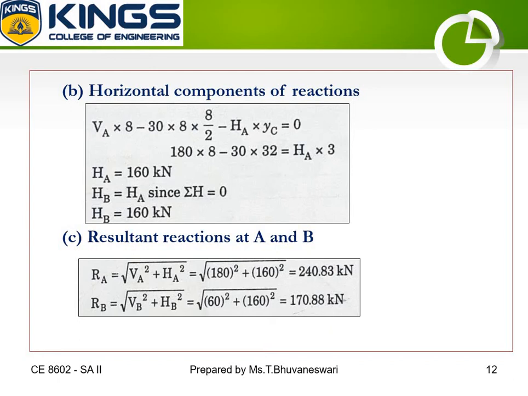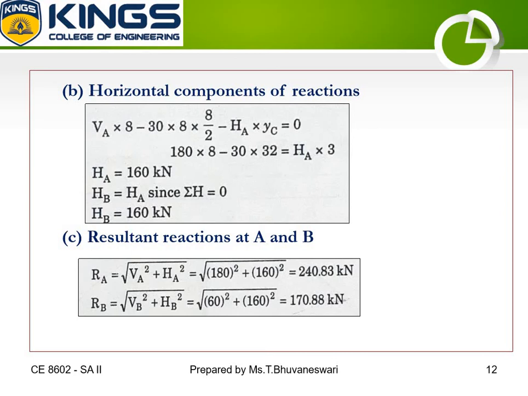As we all know, the third equilibrium condition is summation of horizontal force is equal to 0. By giving summation of H is equal to 0, we get HB is equal to 160, because HA and HB will be equal, since there is no other horizontal force acting on the arch. So the values of HA and HB will always be equal. Next, we have to find the resultant reactions at A and B. RA is equal to root of VA square plus HA square. As we found in the previous step, the value of VA is 180 and the value of HA is 160.